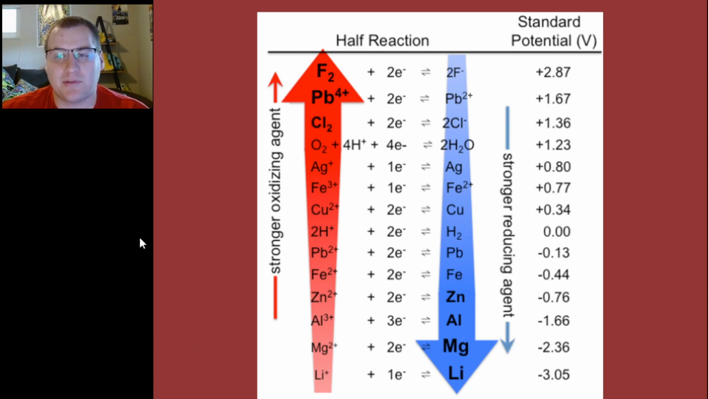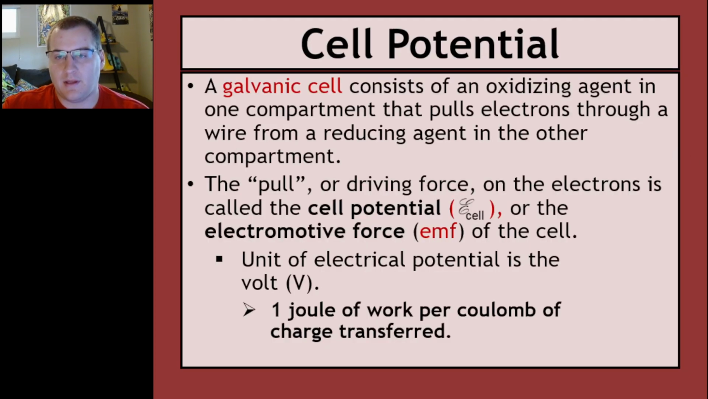We'll come back to this table. We'll need these half reactions and the numbers associated with them to solve some problems. We're solving problems about cell potential. Cell potential is another way to say voltage or electromotive force. All these things kind of mean the exact same thing. A galvanic cell kind of means just like battery. We're going to show you a drawing of a galvanic cell in just a minute.